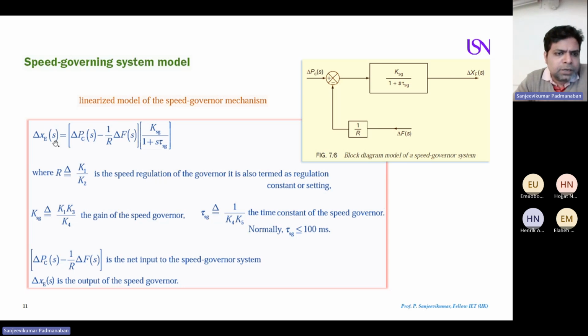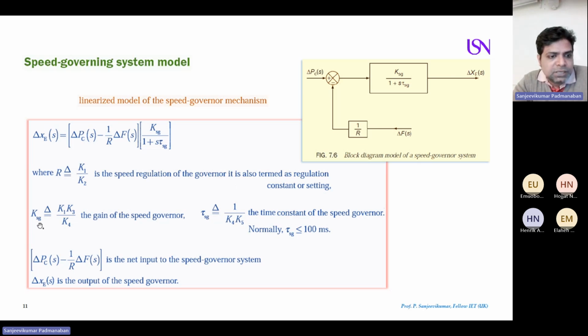Here it's very important. What is the value of R? Your R is equivalent to K1 by K2. These K1 and K2 are the different speed constant coefficient gains, and they govern the speed regulation of your complete generator. Sometimes it can be kept constant, sometimes it varies, depending on the different setting values.